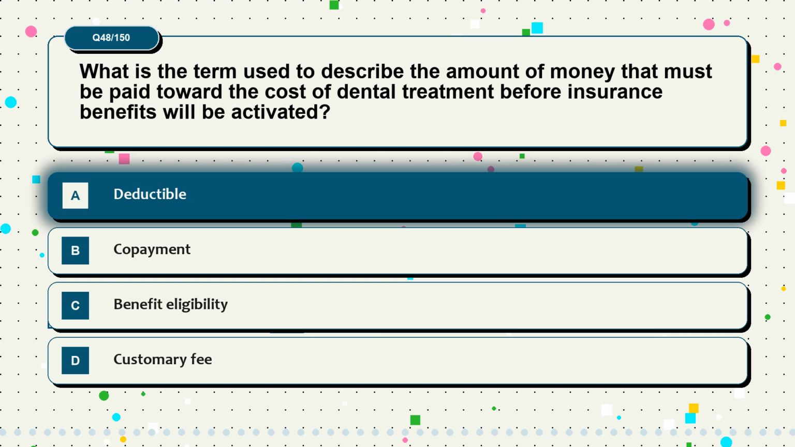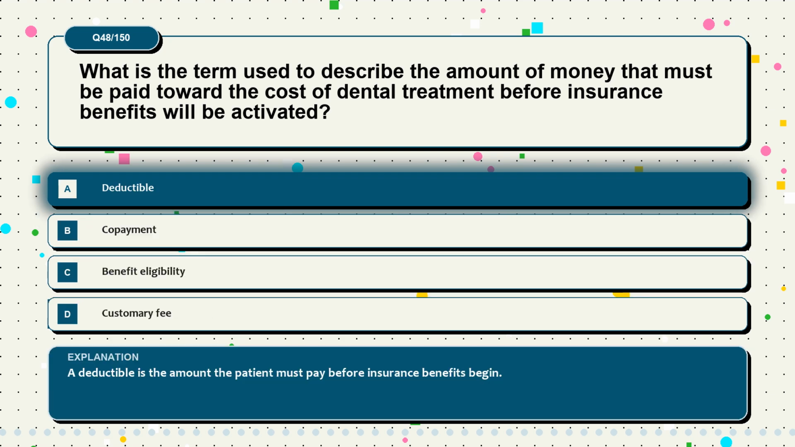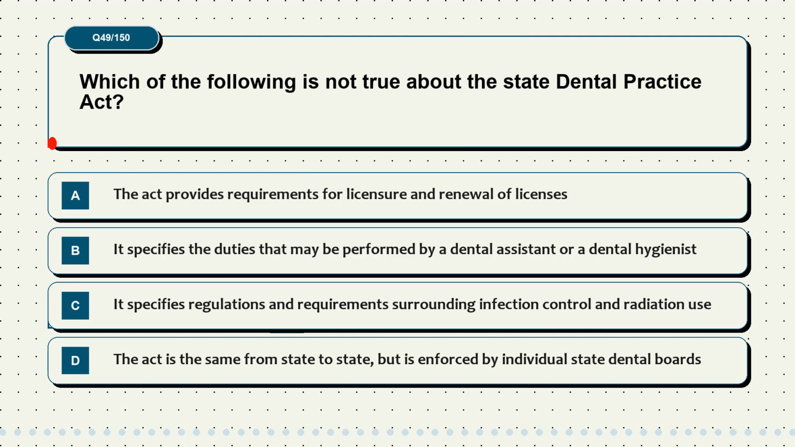The correct answer is option A, deductible. A deductible is the amount the patient must pay before insurance benefits begin. Question 49. Which of the following is not true about the State Dental Practice Act?